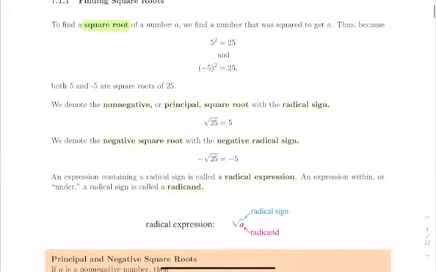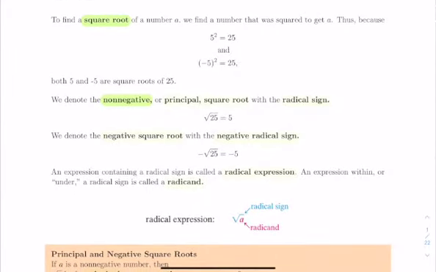We denote the non-negative or principal square root with the radical sign. So the square root of 25 is equal to 5. And we denote the negative square root with the negative radical sign, so the negative square root of 25 equals negative 5. An expression containing a radical sign is called a radical expression.